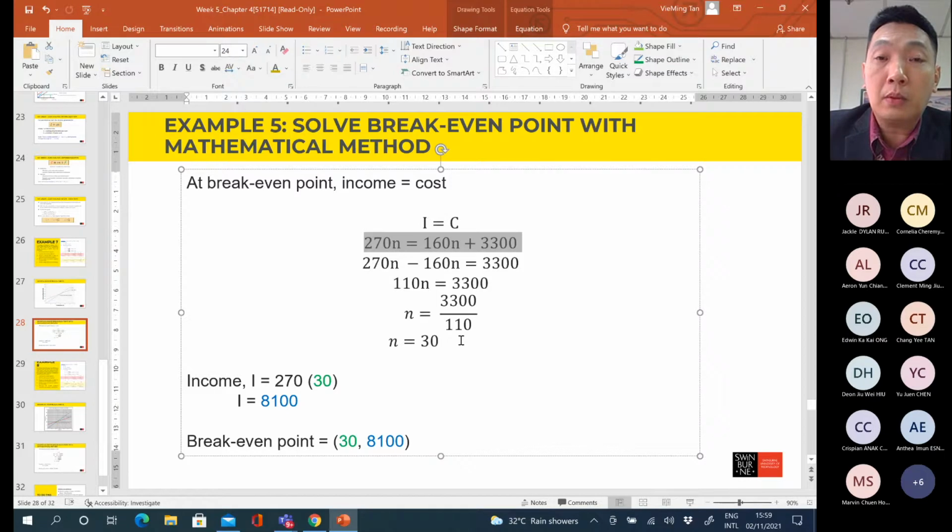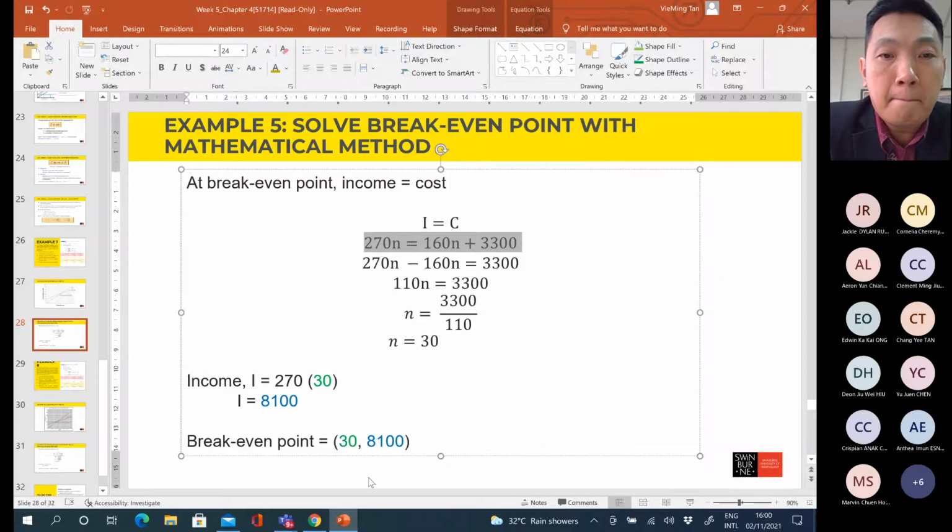Total income is equal to 8,100. Total cost is also 8,100. And the profit is 0. No profit. Total income is 8,100, the cost is also 8,100, and we can say that the break-even point is 30, 8,100. So this is the break-even point. So far, so good. This is using the mathematical method to identify the break-even point.